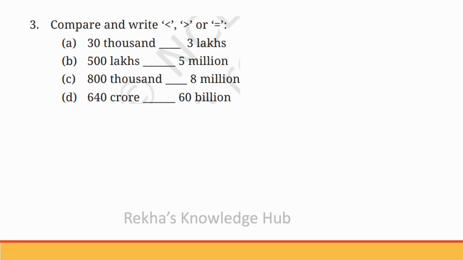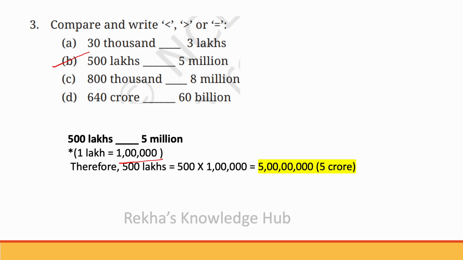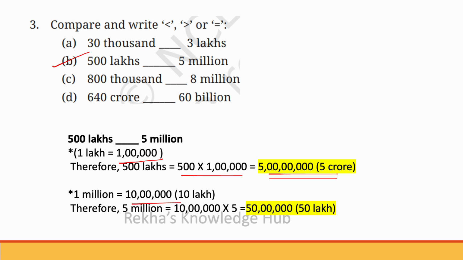Next, compare 500 lakhs and 5 million. See, 1 lakh is 1,00,000. Therefore, 500 lakhs is 500 into 1 lakh. See, this is 500 lakh. This is 5 crores. Then, 1 million is 10 lakhs. Therefore, 5 million is 10 lakh into 5. See, this is 50 lakh. Definitely, 5 crore is greater than 50 lakh. So, 500 lakh is greater than 5 million.